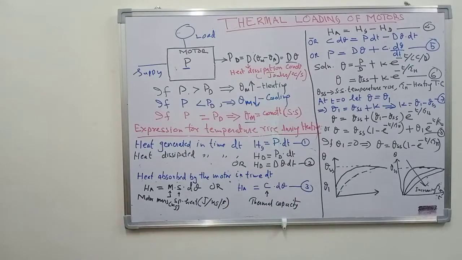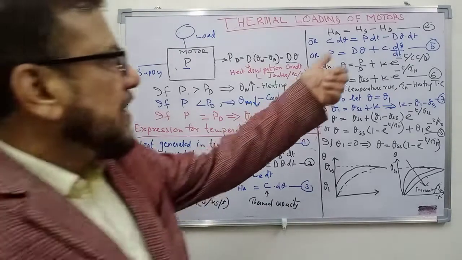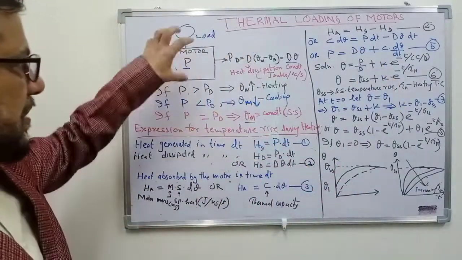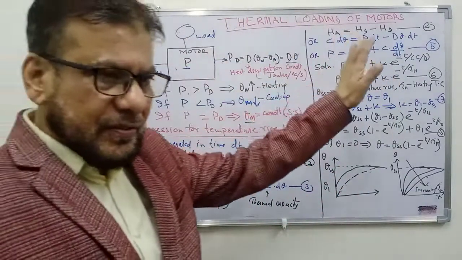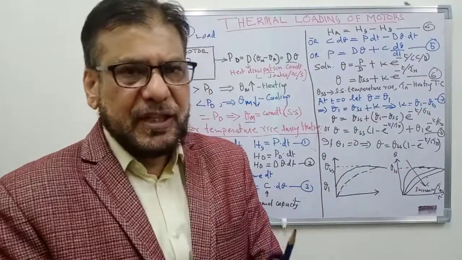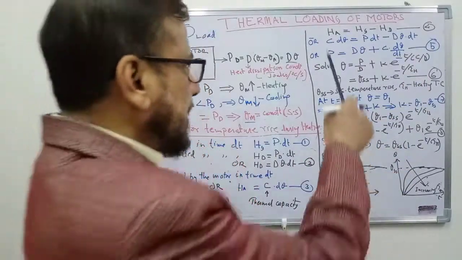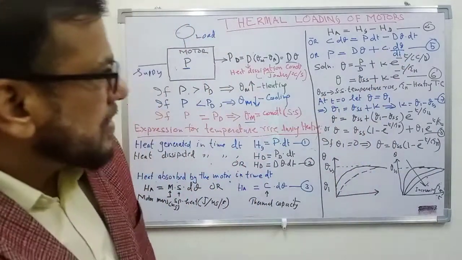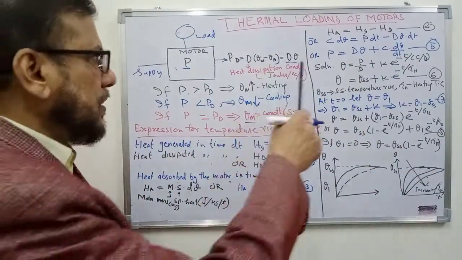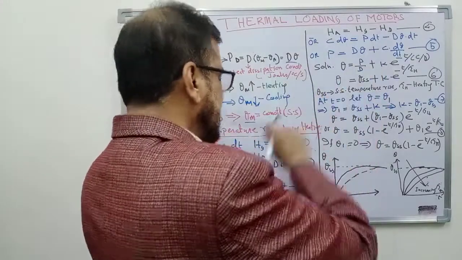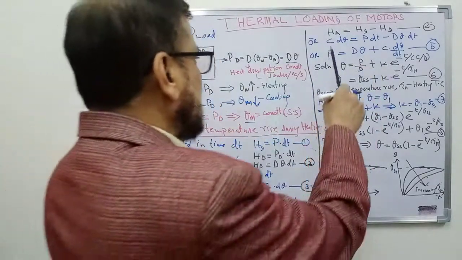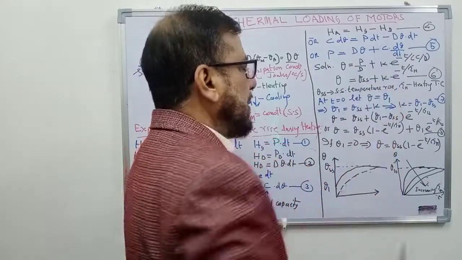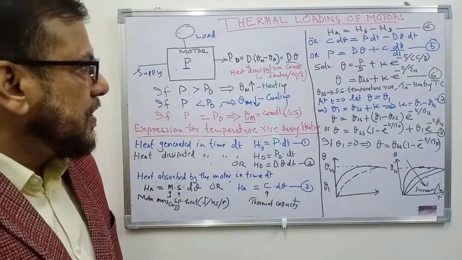Now what is the heat absorbed? It can also be written as heat generated minus heat dissipated. Heat is generated and some part of the heat is dissipated, remaining heat is absorbed in the motor. So heat absorbed can be written as Hg minus Hd, our equation number 4. Now you put the values of Ha, Hg and Hd from the previous equations. So it is C d theta is equal to P dt minus d theta into dt.